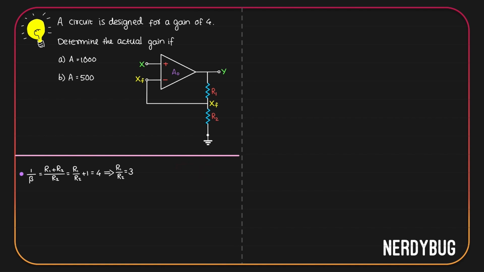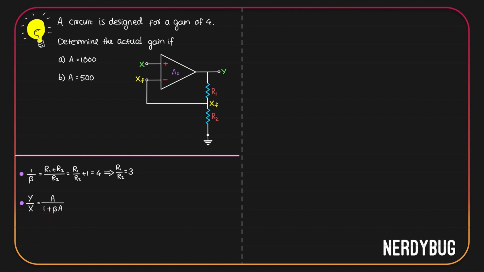In the first case, A is 1000. 1 by beta should be 4. That means beta is 0.25. A beta is 0.25 multiplied by 1000. We cannot say it is very much greater than 1. When A is 500, it will be even smaller. So we have to use this equation to find the actual gain. A by 1 plus beta A.